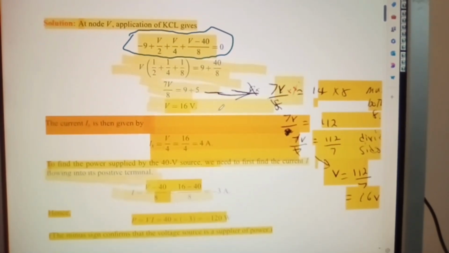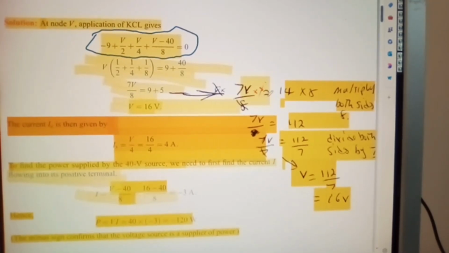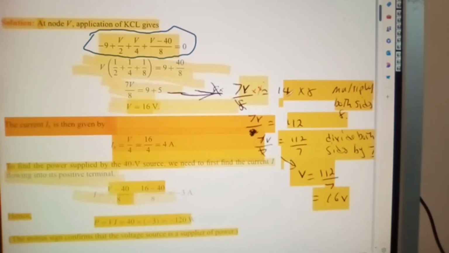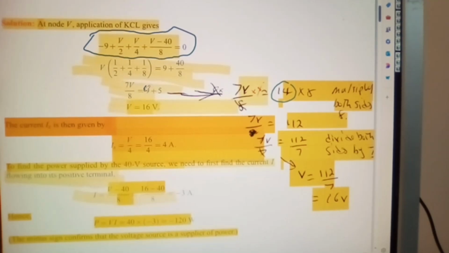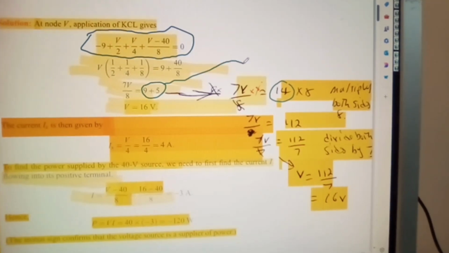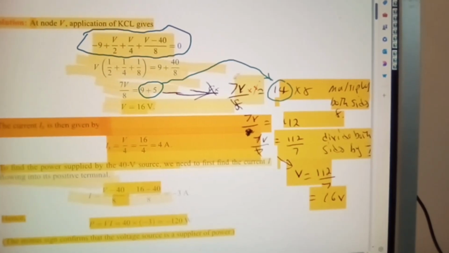Now here, I've done a little bit of rough work myself. What I tried to do was simplify by multiplying both sides by 8. I don't know why I got 14 there. Multiply both sides by 8. I have 14 here because this 14 comes from here. And that is the same as what I've looked at. That's where my result came from.